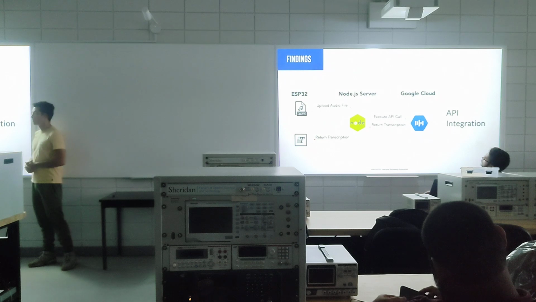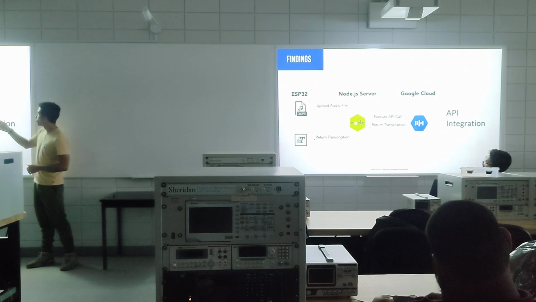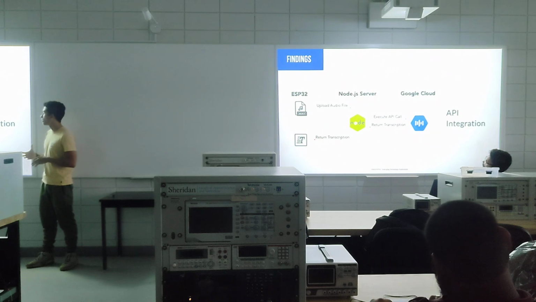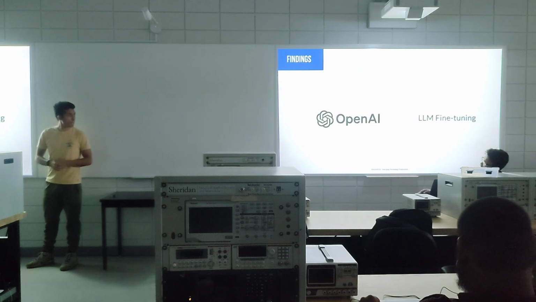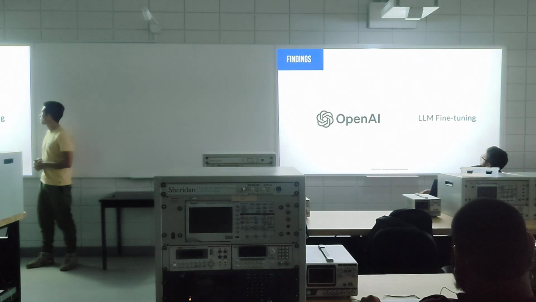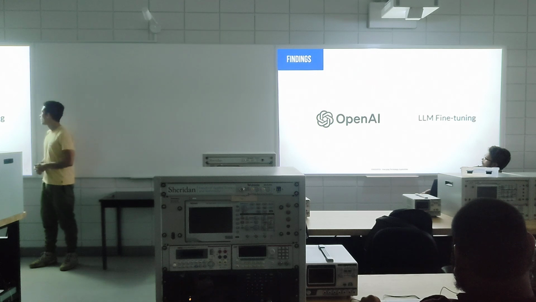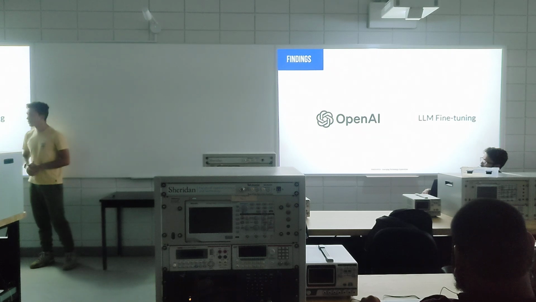Finally, the API integration was also quite complicated, so we had to go with a Node.js server. That means that not everything happens on the ESP32, but also on the cloud. And lastly, we learned that the OpenAI API, ChatGPT as we call it, can be fine-tuned to our liking, so we can tweak it to meet our needs.